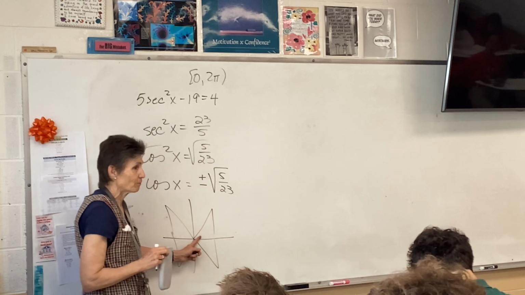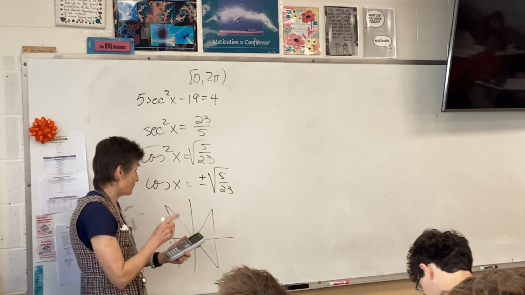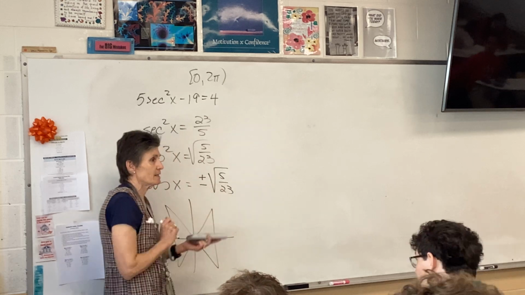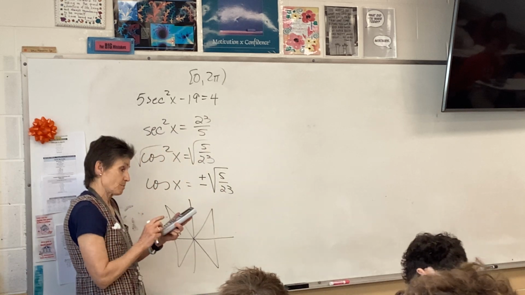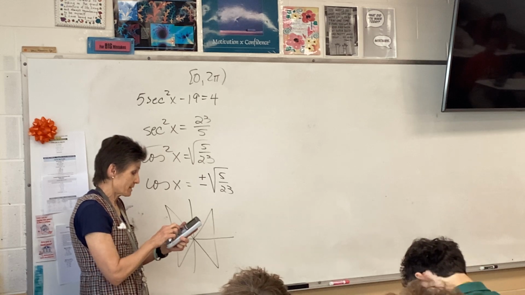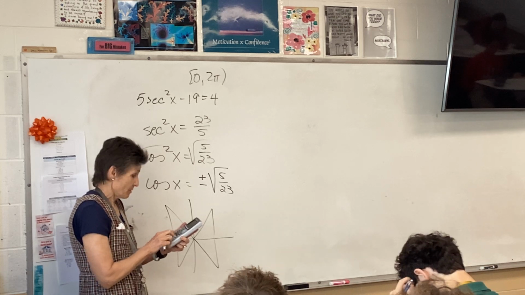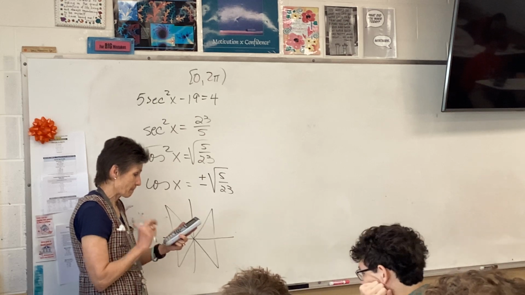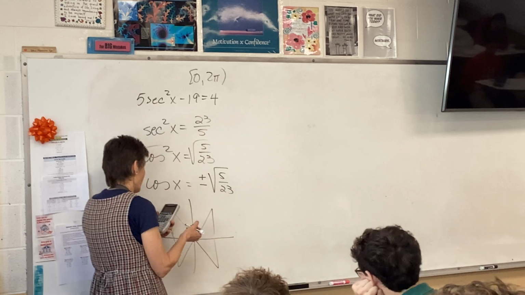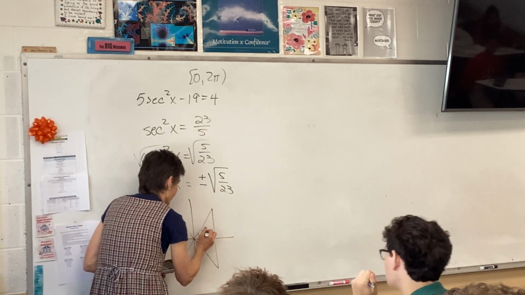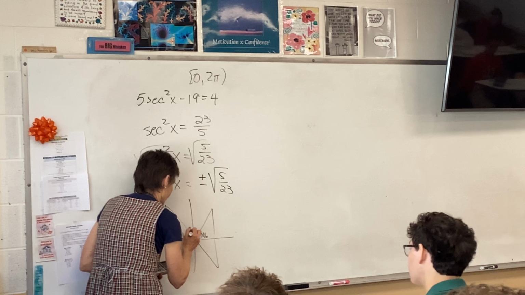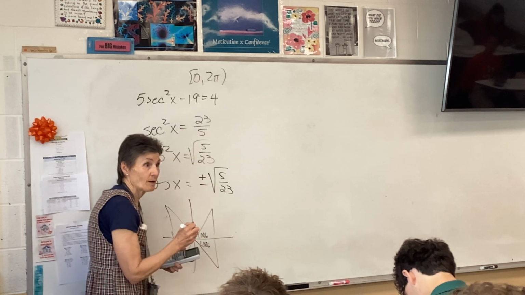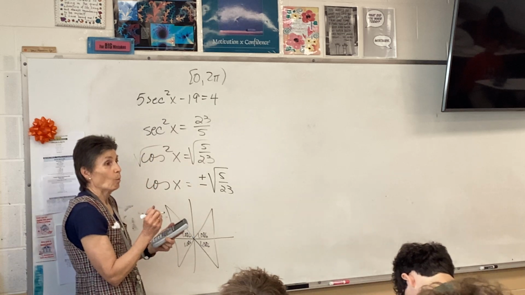Now, I need my reference angle. So this is why I need a calculator. If that had been √3/2, then I wouldn't have needed a calculator. But since it's square root of 5/23, I'm going to do second cosine of the square root of 5/23, and I got 1.086. How does that sound to anybody who did it? Does that sound right?